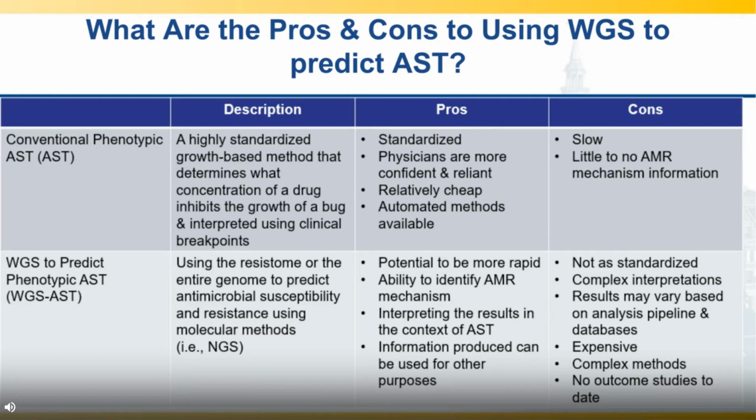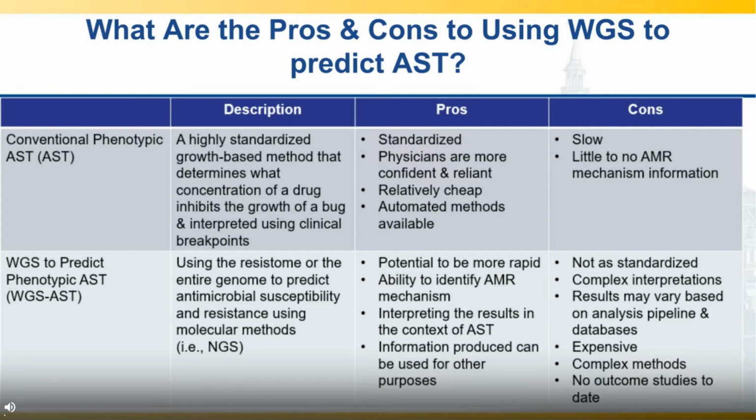So what are the pros and cons of using a whole genome sequencing approach to predict AST? Well, let's start out with our conventional phenotypic AST methods. We know this is a highly standardized growth-based method that determines what concentration of a drug inhibits the growth of a bug, and it's interpreted using clinical breakpoints that have been established for each drug-bug combination using MIC distributions, pharmacokinetic and pharmacodynamic data, as well as clinical outcomes data.